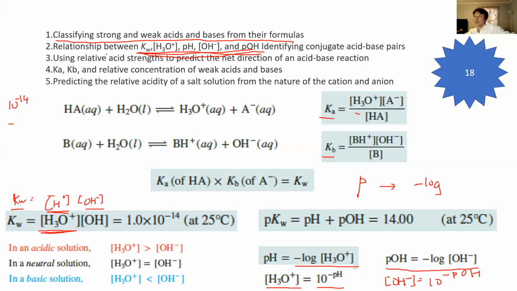And the next thing is compare. By comparing the strengths of acid and base, we can find the reaction direction between the acid-base pairs. Right? So if you have an acid-base pair, you can find the reaction direction, right, based on their strengths. And the last is predict the property of a salt solution, right, based on the cation and the anion. So we will talk about that in more detail later.